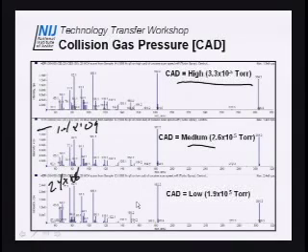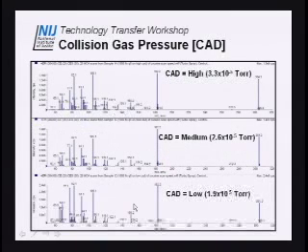And you can see that by setting the CAD gas pressure, I get about the same amount of fragmentation for all of them, but I get more intensity if I set it at a higher pressure. Again, I sort of kind of knew this and they sort of told me this, but I didn't realize it until I actually sat down and did this experiment. That's cool. We had it at medium already. We were fine.